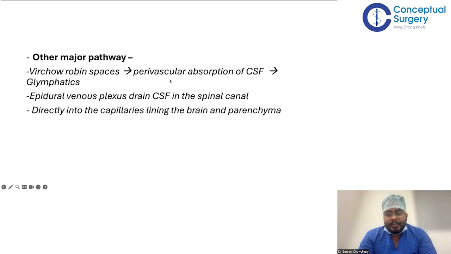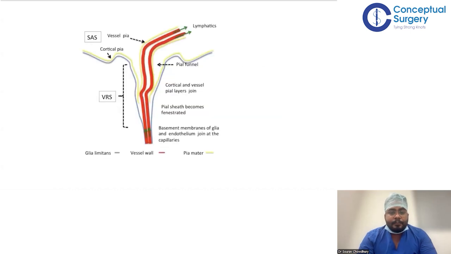The other pathways that have been proposed are the epidural venous plexus that we see around the spinal cord. They also drain CSF, and also into the capillaries lining the brain parenchyma, as we have seen. So this is how these Virchow-Robin spaces are in structure.